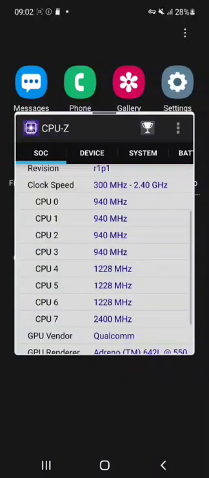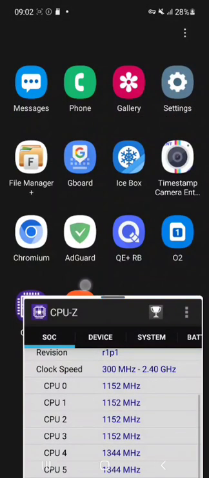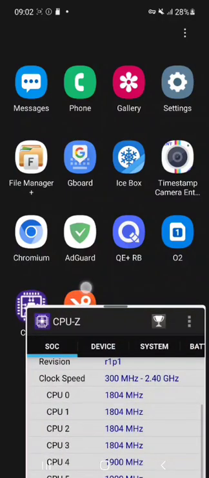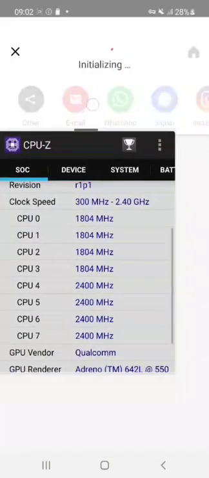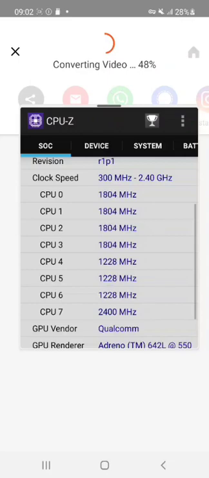We're hitting 2.4 gigahertz now. I set it at 3 gigahertz max and 1.2 gigahertz minimum. Alright, let's start processing the video. Let's see what the video does.